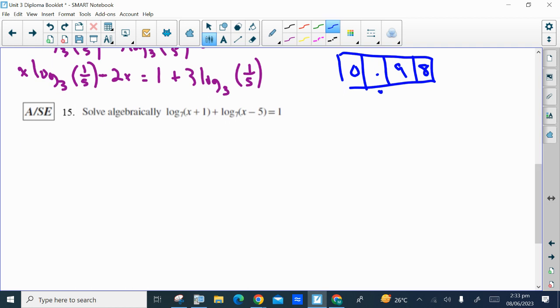Number 15 has to solve that algebraically. So on the left, you're adding logs with the same base. You can use the product law to combine them.